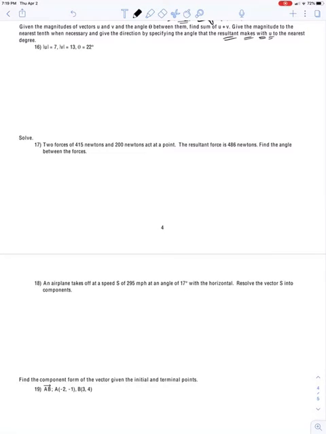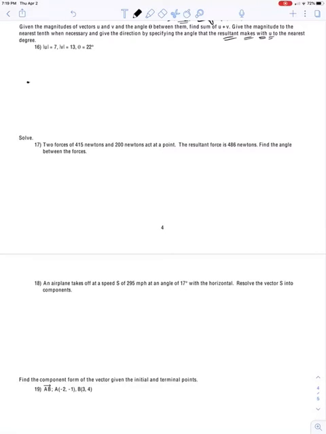So the magnitude of vector u is 7, so 7 units in length, and we'll draw our vector. The magnitude of vector v is 13 units in length. And we've got a 22 degree angle between them. So let's go draw a picture so we can get a visual of these two vectors that we're looking at.